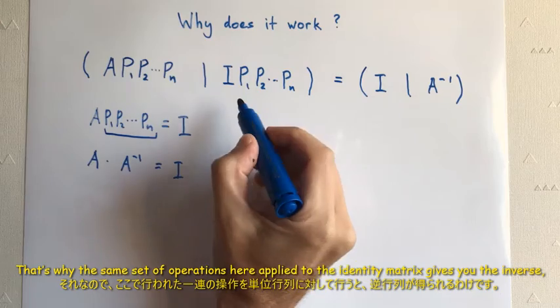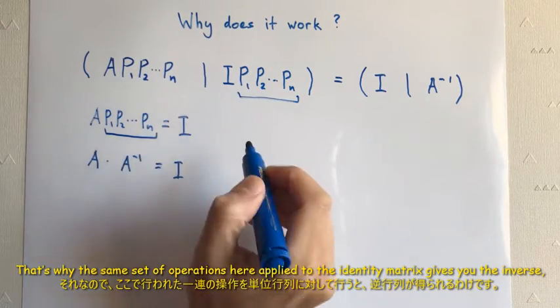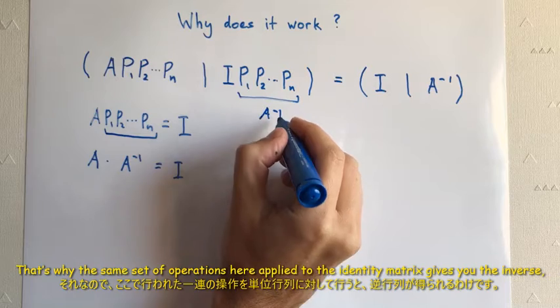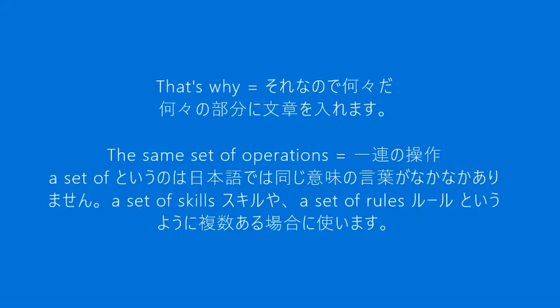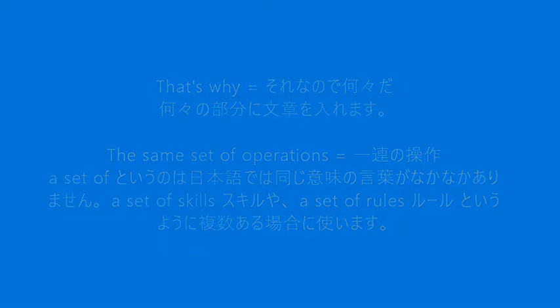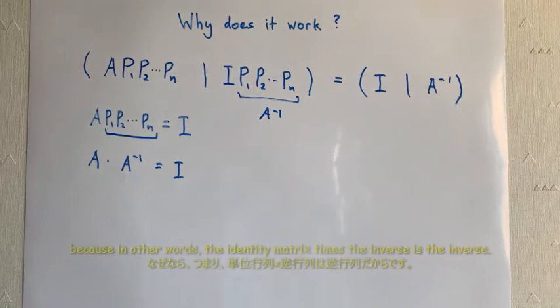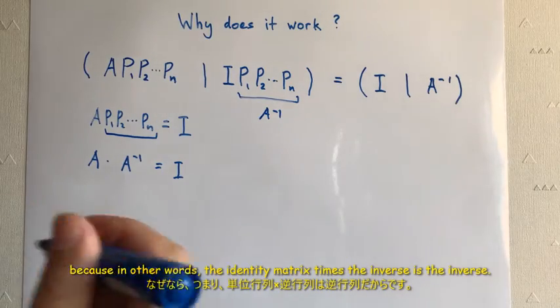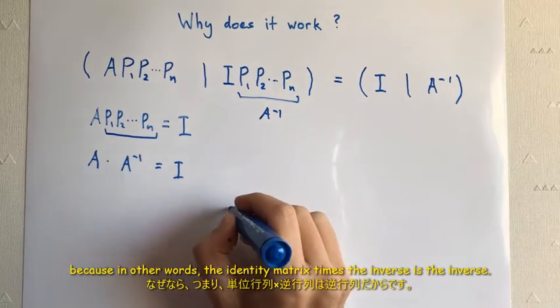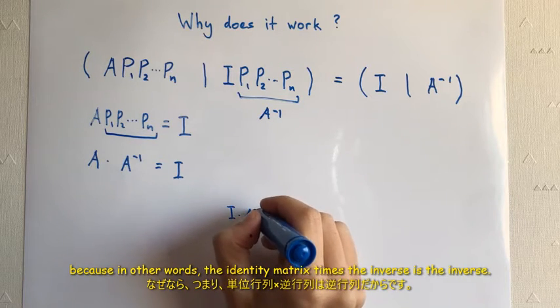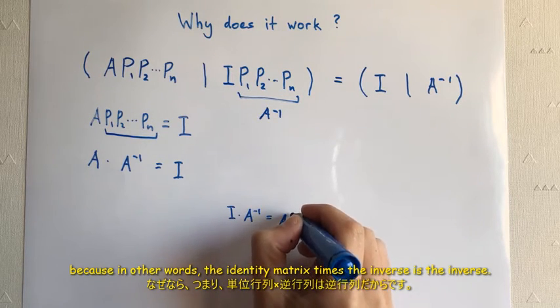And that's why the same set of operations here applied to the identity matrix gives you the inverse. Because, in other words, the identity matrix times the inverse is the inverse.